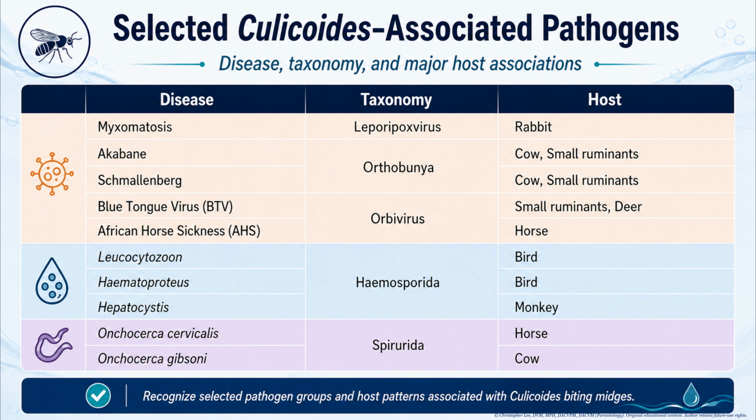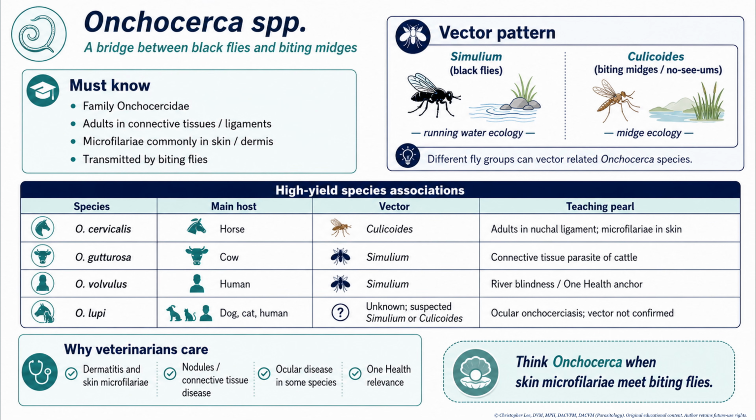Livestock, bird, horse, or rabbit disease might point your thinking towards Culicoides. This image bridges black flies and biting midges. Onchocerca species are filarial nematodes. Adults live in connective tissues or ligaments, while microfilaria are commonly found in the skin or dermis. Vector biology drives location. Biting flies feed on the skin, acquire microfilaria, and can later transmit infective larvae.